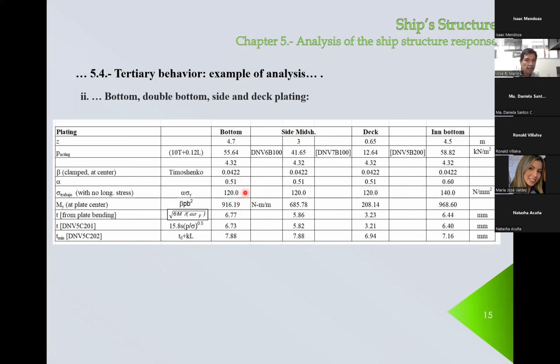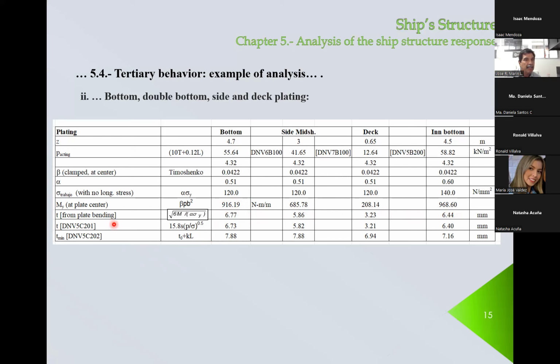And this is the allowable stress from DNV. So with beta, pressure, and aspect ratio, you calculate the moment at the plate center. And with that, you can apply this formulation in order to have the required thickness.